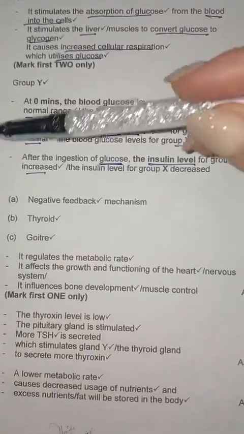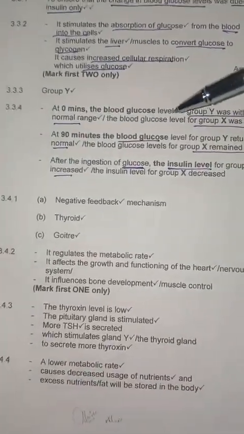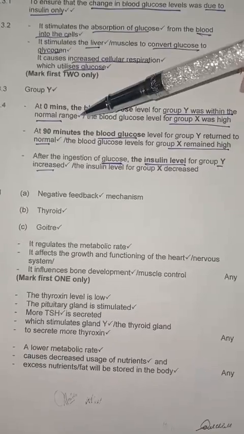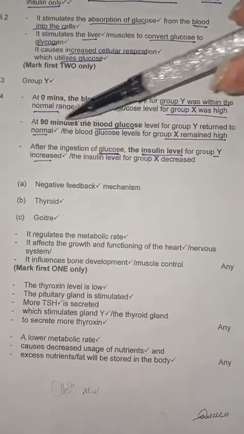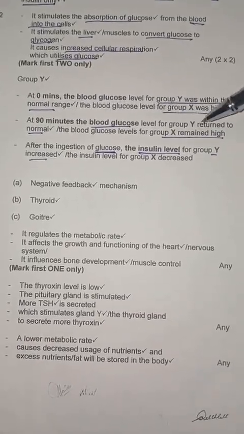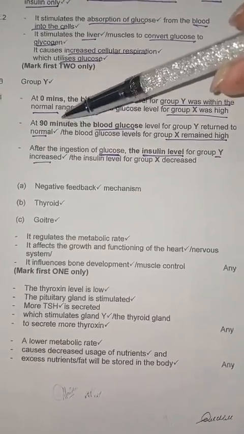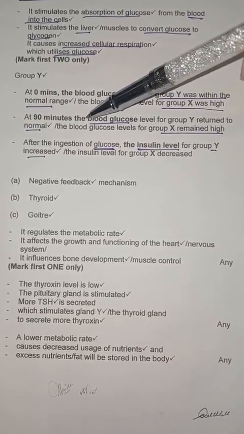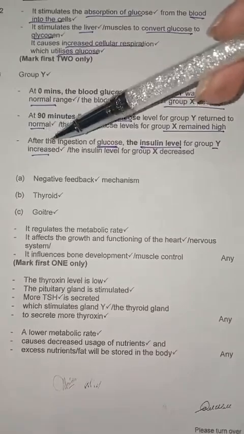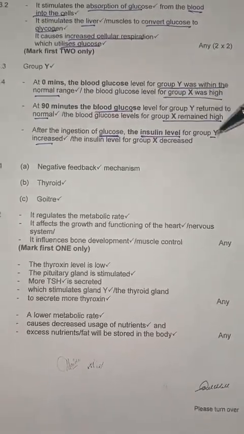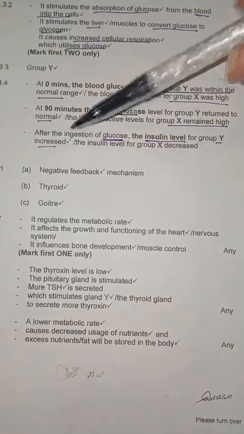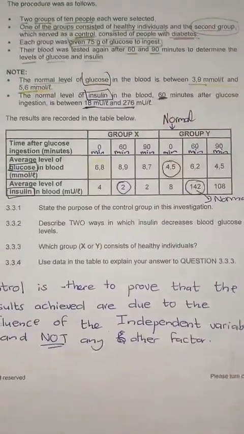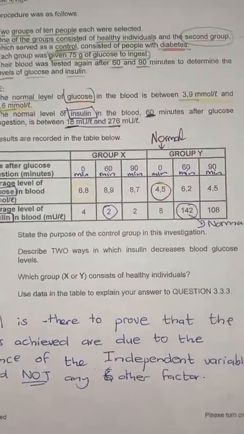Okay, let's look at the memo. At 0 minutes, the blood glucose levels for group Y was within the normal range. And at 90 minutes, the blood glucose levels for group Y returned to normal. If you said it went up at 60 minutes and then decreased down to normal at 90, it's fine. After the ingestion of glucose, the insulin level for group Y increased. That's very easy. So that's the easy way. It looks very difficult, but at the end, it's not so difficult.